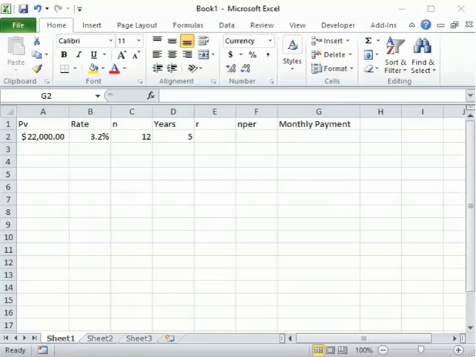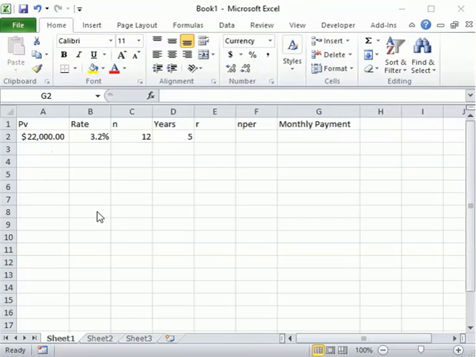In this video, I want to show you how to use the payment function in Excel. The payment function helps us figure out a monthly payment, or maybe a quarterly payment, or whatever type of payment we're going to have on a loan. So I've set up a situation here.